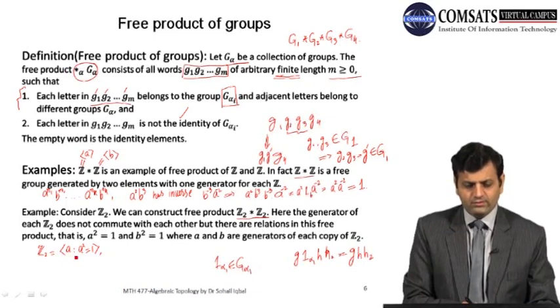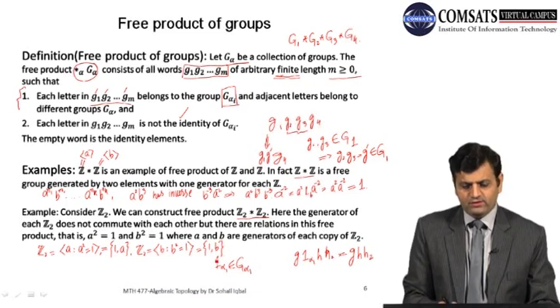This is not a free group. There is one relation, a squared equals 1, and of course this implies that the elements of Z2 are 1 and a. Similarly, take another Z2 generated by b. There will be only two elements, with the relation b squared equal to 1, and the elements are 1 and b. Now the generators of the two copies do not commute with each other, but they are relations in this free product.